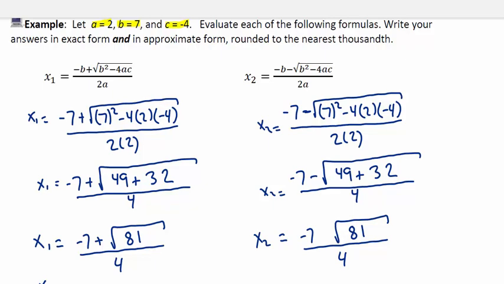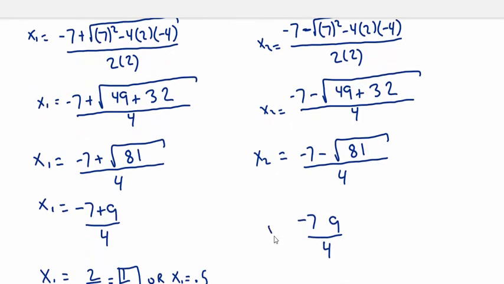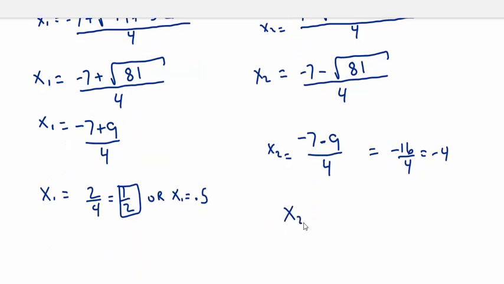49 and 32 still add together to be 81, except this time we'd be subtracting. The square root of 81 is 9. And finally, once again, I change the addition to subtraction. Except this time, you get that -7 subtract 9 is -16. And it's being divided by 4. And then that simplifies down to be -4, and there's no need to represent that as a decimal since it came out perfect. So as a second solution, I get that x sub 2 is equal to -4.